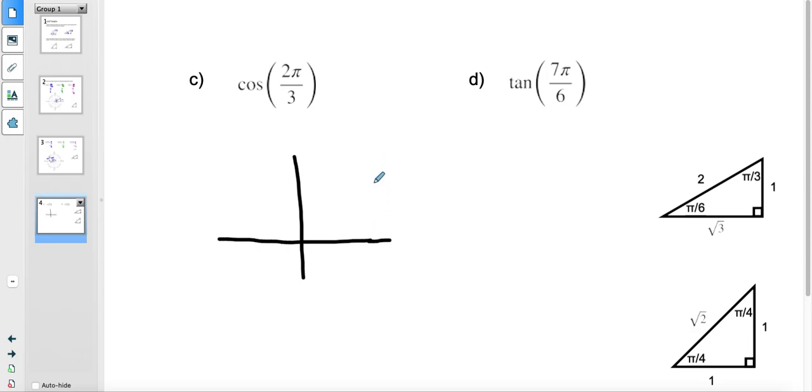Okay, so if we consider this, so this right here is going to be 0 radians. This is pi over 2 radians. And this is pi radians. Okay, 2 pi over 3, that's going to be somewhere between pi over 2 and pi radians. So I'm going to draw my angle right here. Now what we're going to have to do is we're going to need to draw a triangle from the x-axis.